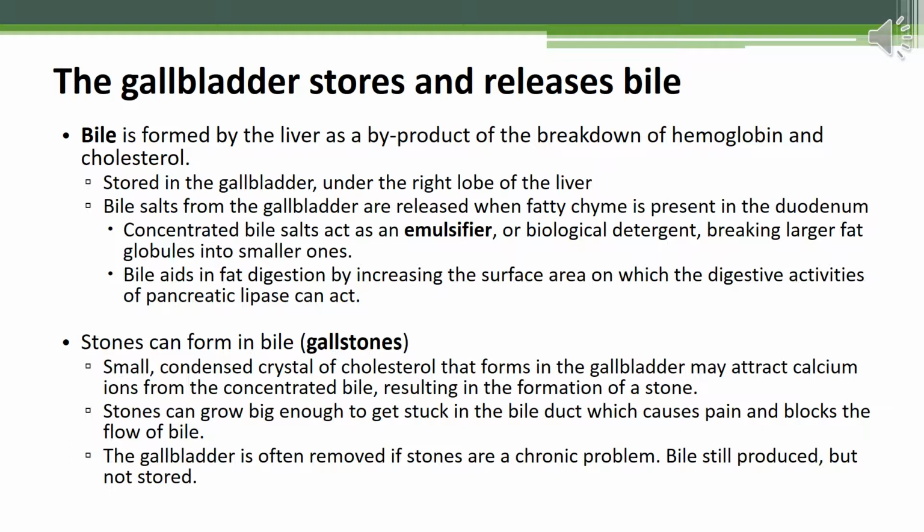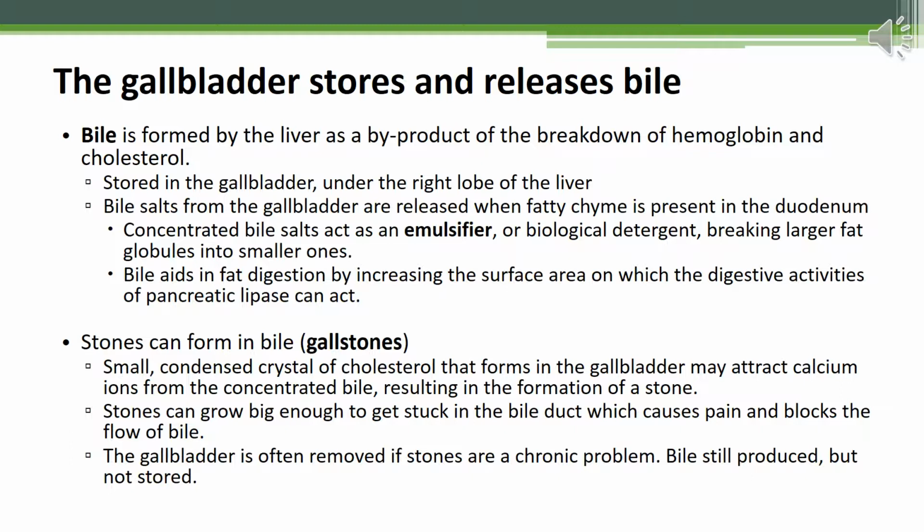Bile aids fat digestion by increasing the surface area on which the digestive activities of pancreatic lipase can act. And this is accomplished by breaking the large fat droplets into smaller ones, because when we do that we increase the surface area.